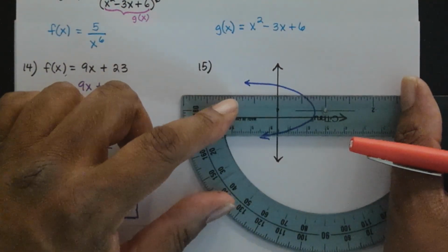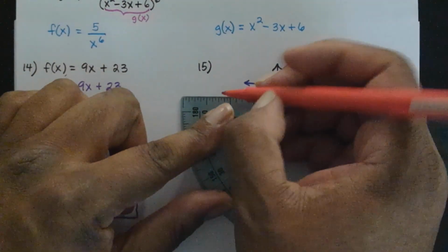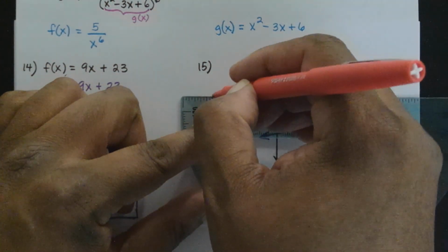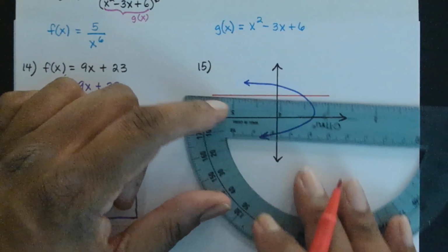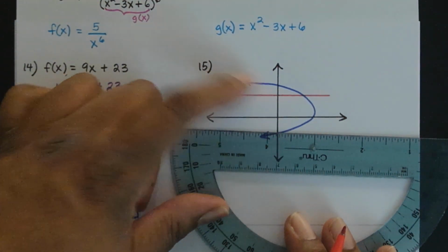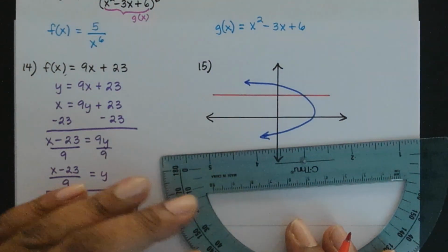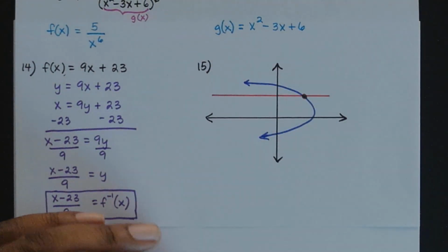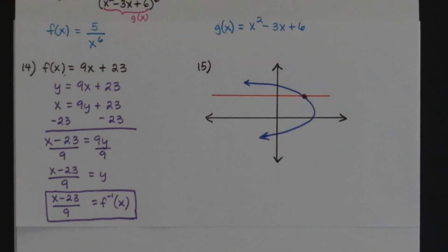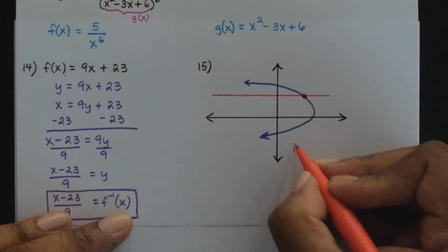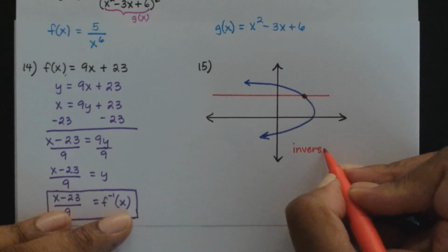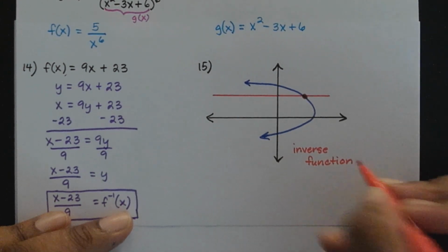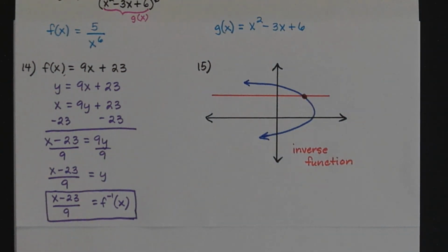So in this case, would there be an inverse? You're doing the horizontal line test. You can draw the horizontal line anywhere above or below the x-axis. And it's crossing the graph, in this case, at only one place. So this graph has an inverse function.